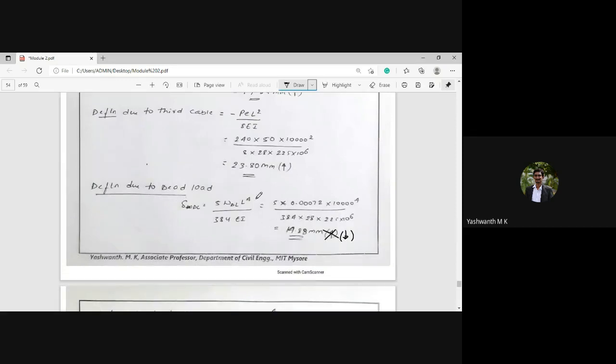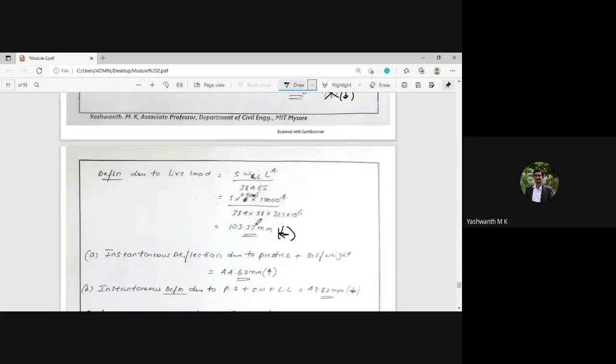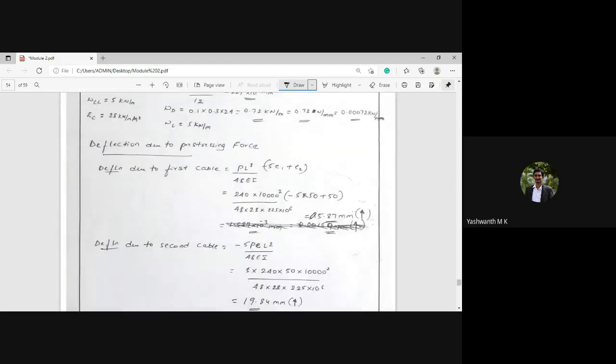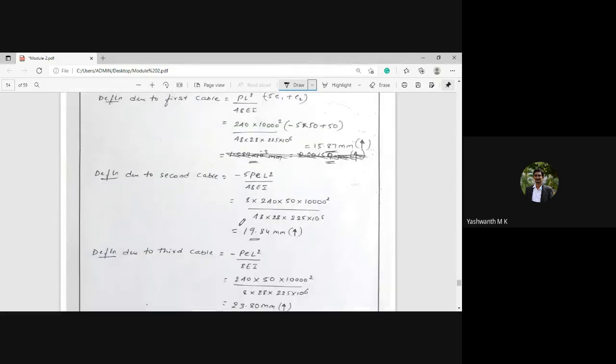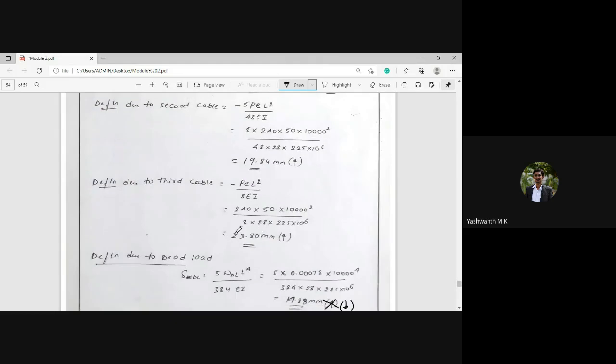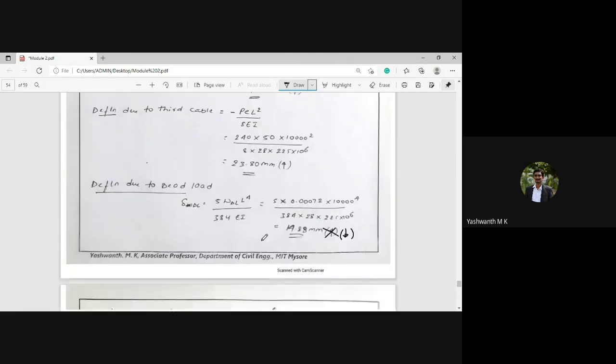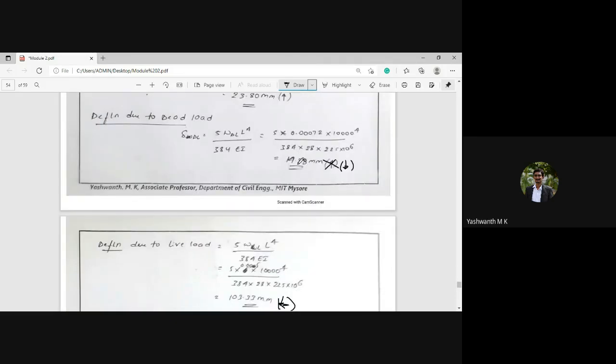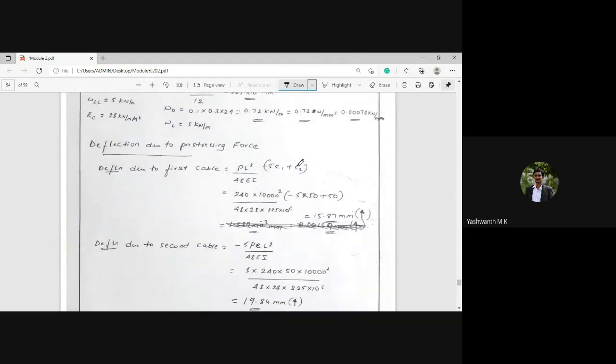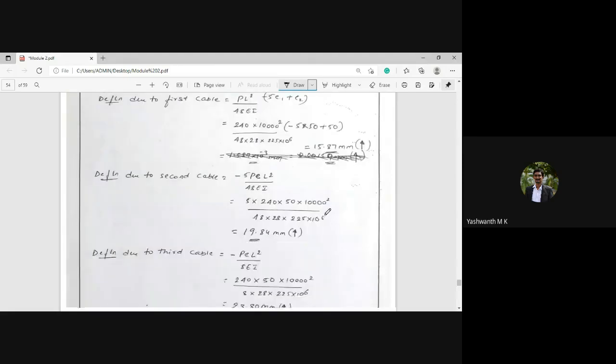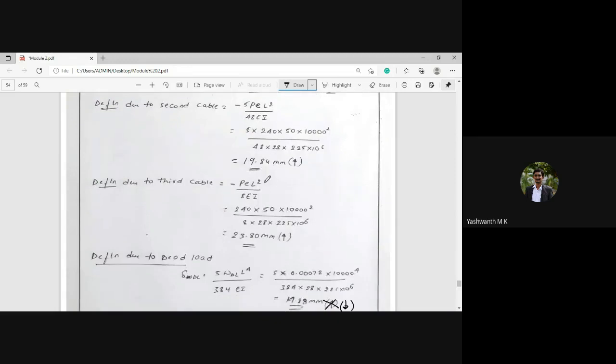you can sum up all these things, that is minus 15.87 minus 19.84 minus 23.80 plus 14.88. Please note this point, I will repeat. So instantaneous deflection due to pre-stressing force plus self-weight equals minus 15.87 minus 19.84 minus 23.80.